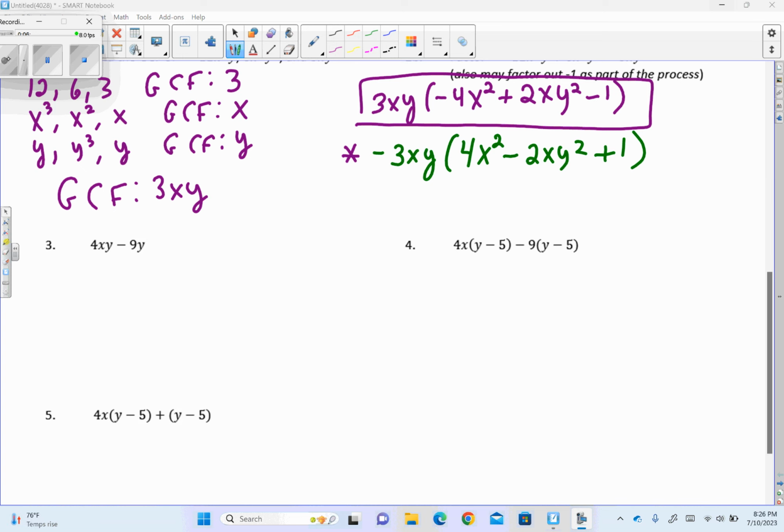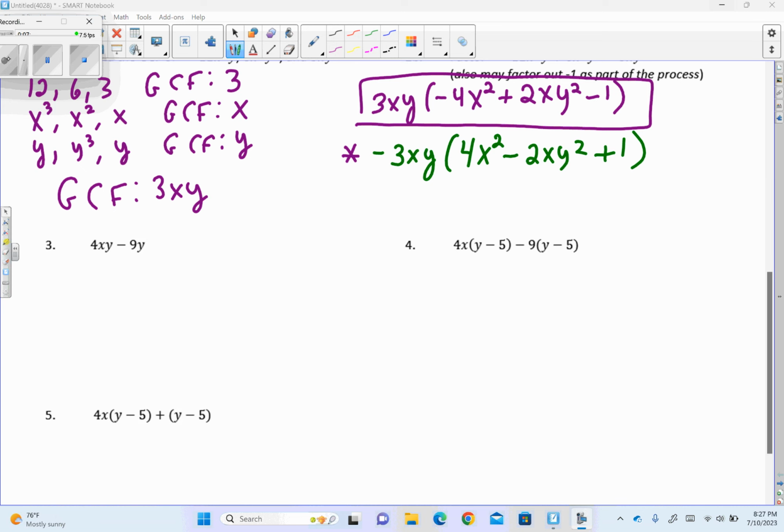Okay, for the next problem, notice that I don't have it divided out into the two different parts. Usually we won't ask you, when we want you to factor, to tell us the GCF first and then show the factorization. So this is kind of how the problems will look. If we use the same process, the numerical coefficients 4 and 9 are not multiples of each other. 9 is not divisible by 4. And they also don't have any common factors other than 1.